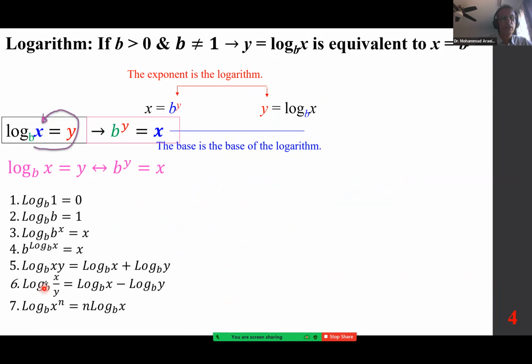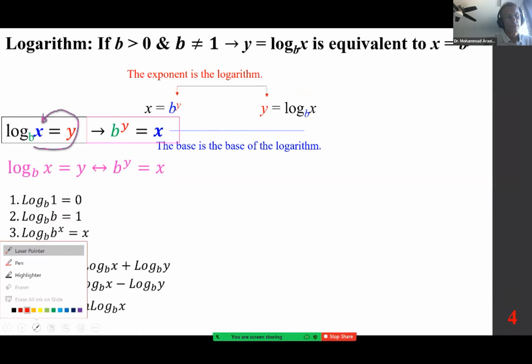And then here's the general properties. Log 1 with any base is 0. Look at the arrow here. If you go with the arrow, b to the power of 0 is 1. Log base b of b is 1. b to the power of 1 is b, which means the first one says log of 1 with any base is 0, and the second one says if the base and the argument are identical, the log is 1.